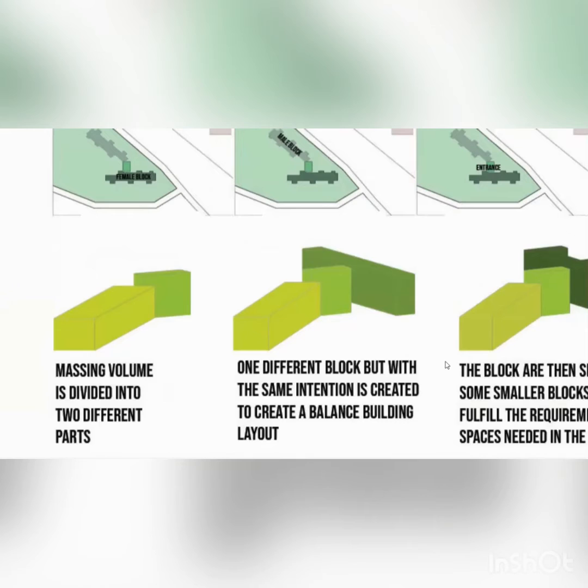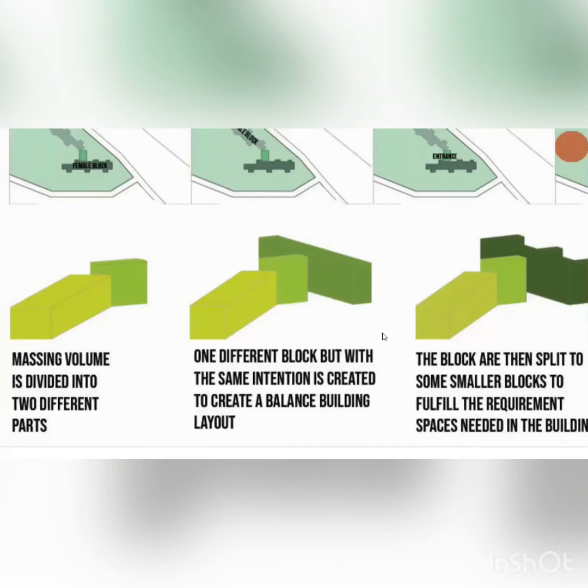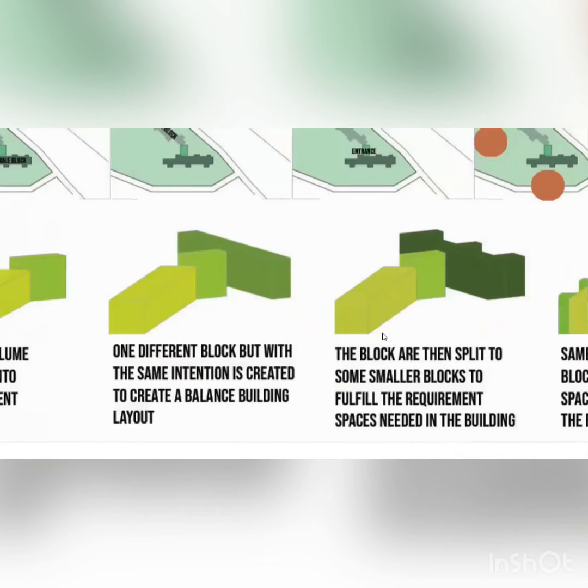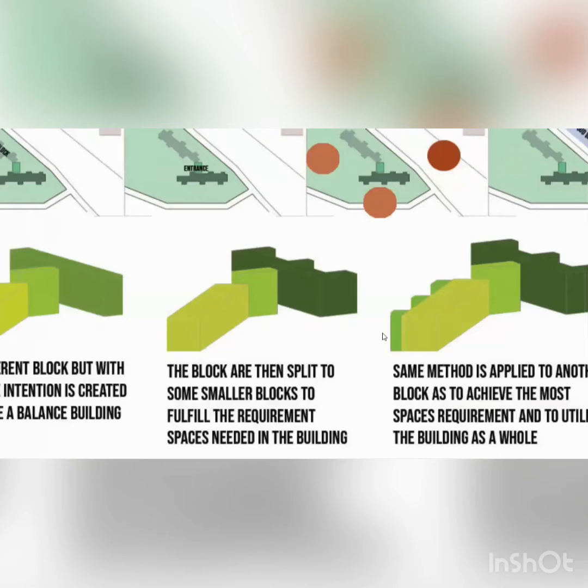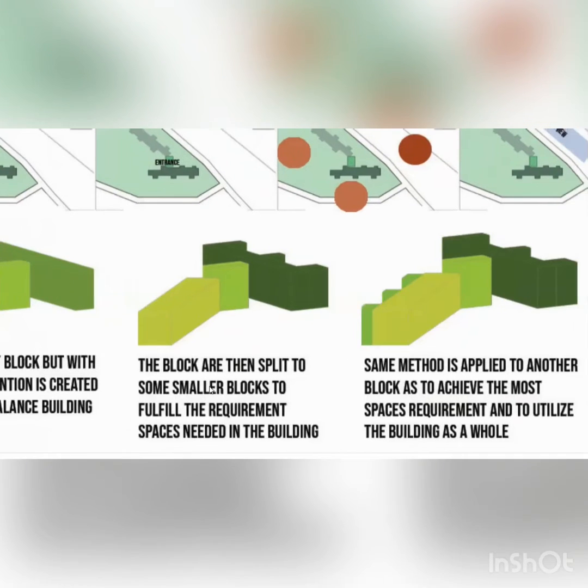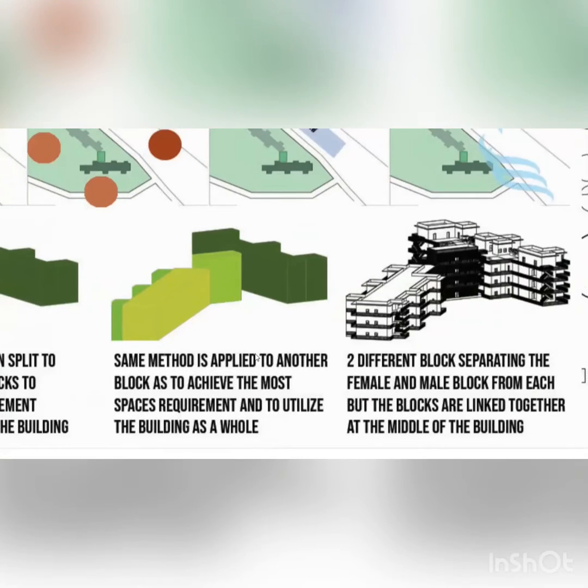And then the blocks are separated again into smaller blocks, because from the brief requirements, we need to include other facilities as well, not just rooms for the students, but also facilities like a surau, gymnasium, multi-purpose room, and so on. And next, the same method is also applied to the other blocks.